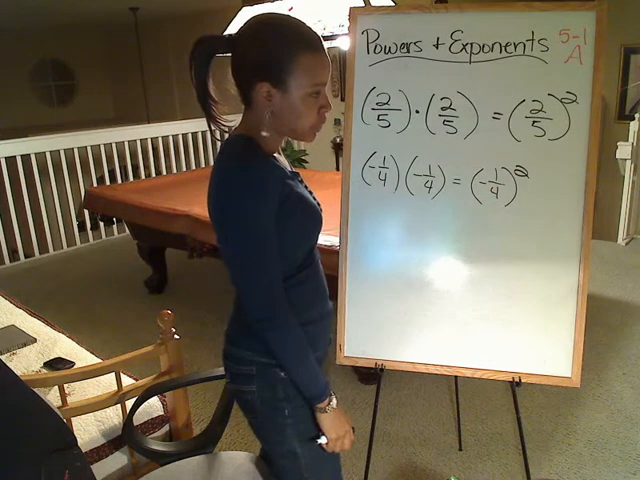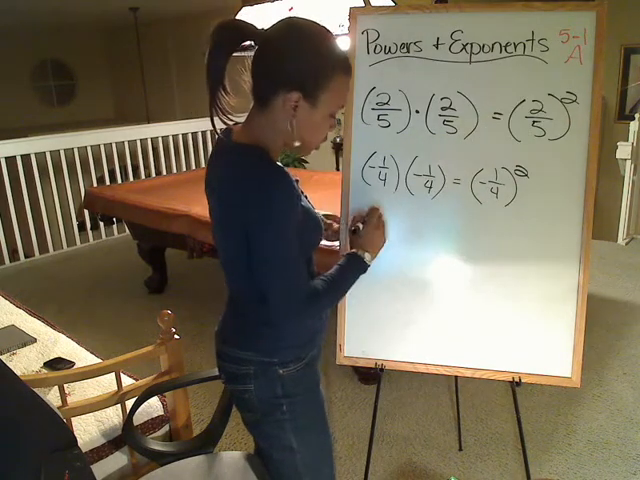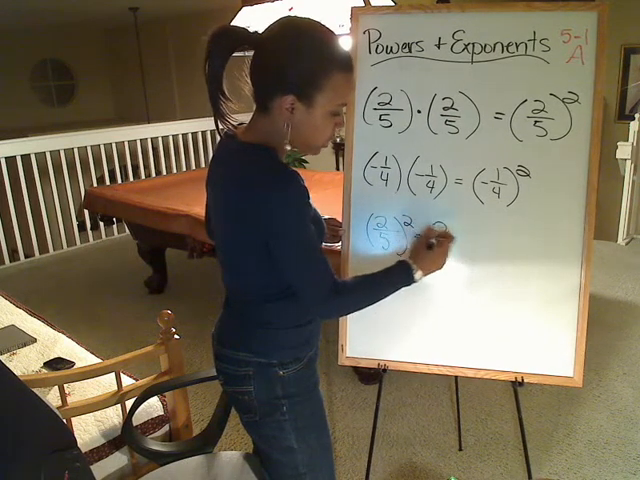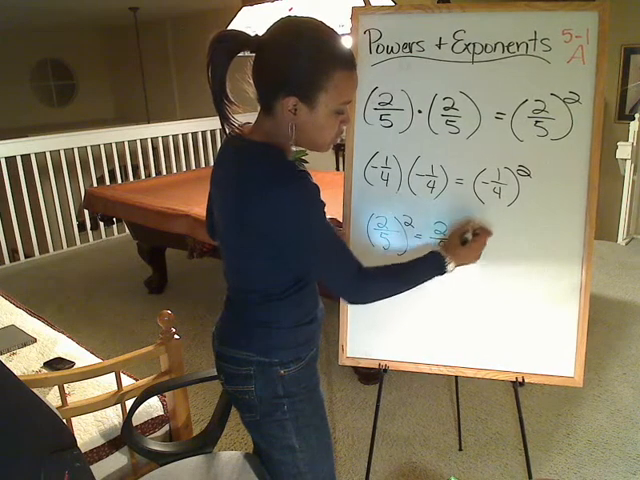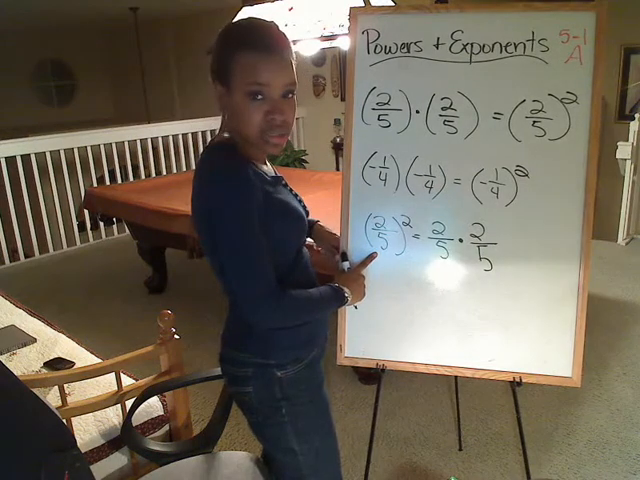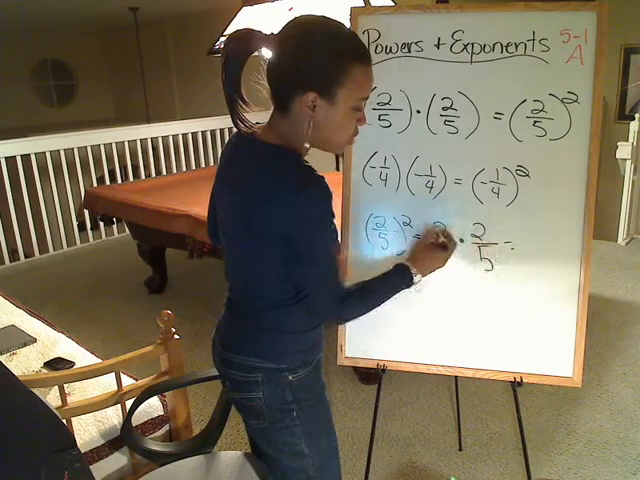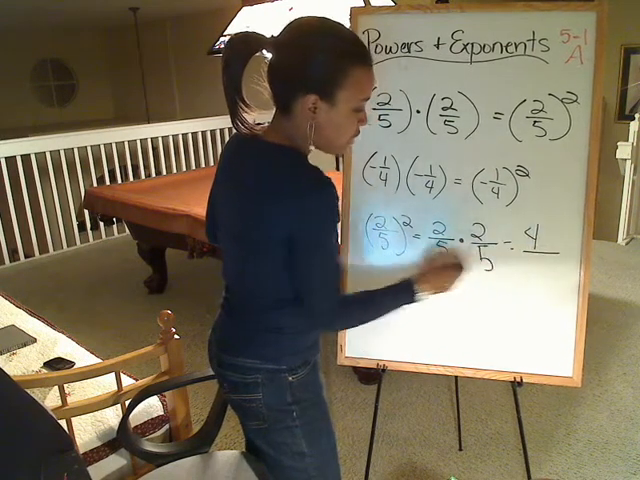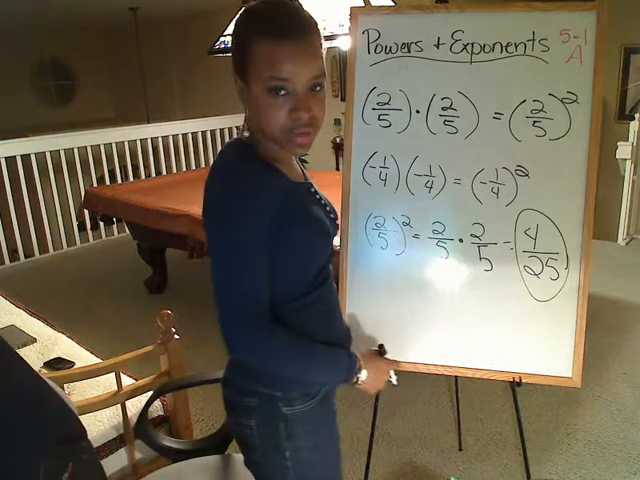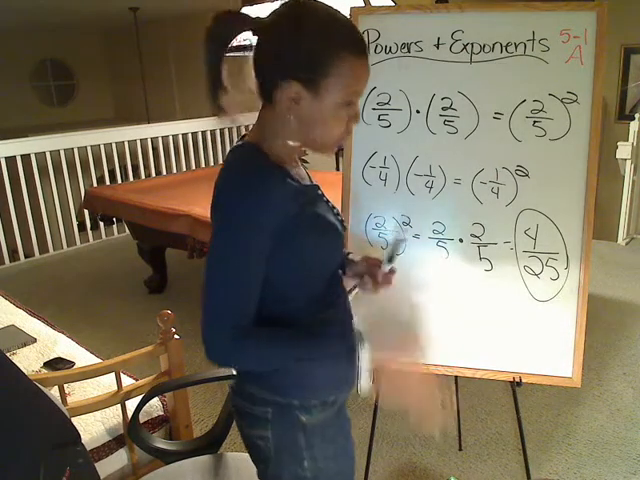Okay? Let's solve one of these. So say I have, let's do 2/5 squared. If I have 2/5 squared, I solve it by doing 2/5 times 2/5, right? Because 2/5 is the base, and I'm multiplying it 2 times. Okay, so I would get 2 times 2 is 4, 5 times 5 is 25. That's my final answer, 4/25. That's what I get when I do 2/5 squared, 4/25.